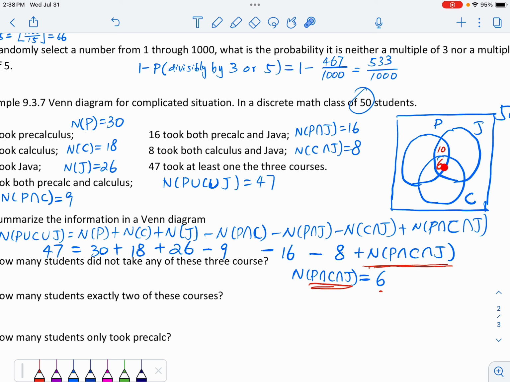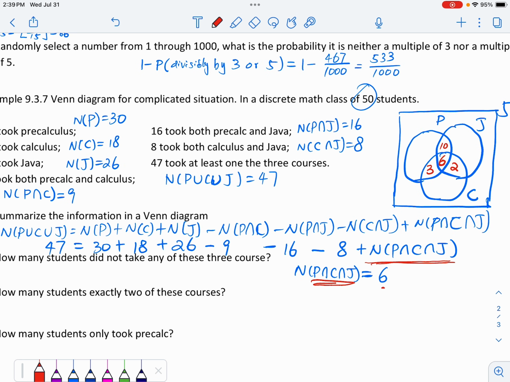The intersection of P and C. So P and C is 9. So therefore this portion is 9 minus 6. So therefore this portion only will be 3. This is 3. Similarly, this is the J and C, which will be 8 minus 6. So this will be 2. I know it is not proportional, but we get the number.